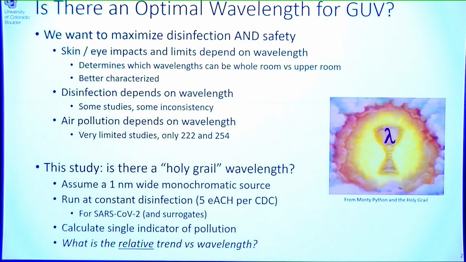We're going to run a constant disinfection. So if we have a disinfection constant, we will turn the light so that we have 5 equivalent air changes per hour. This is in a typical classroom. And we're going to be assuming that we're working with SARS-CoV-2 and surrogates. And we're going to try to calculate a single indicator of pollution and see, when we keep the disinfection constant, how does this indicator of pollution vary with wavelength?